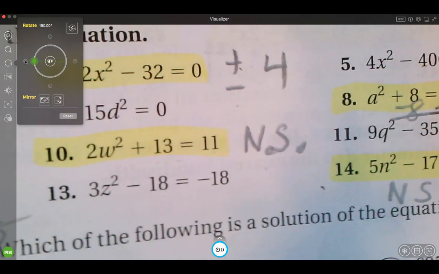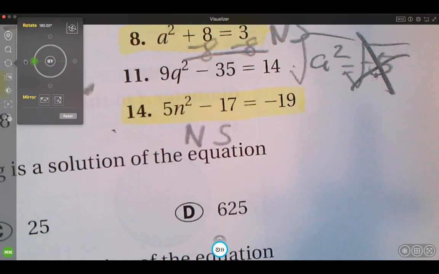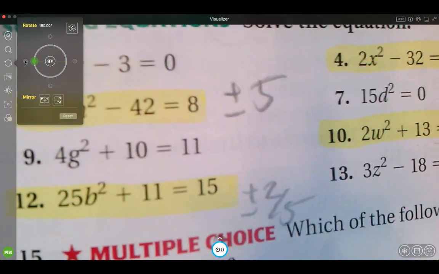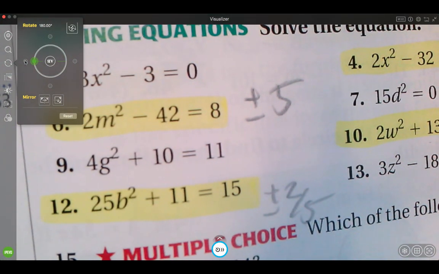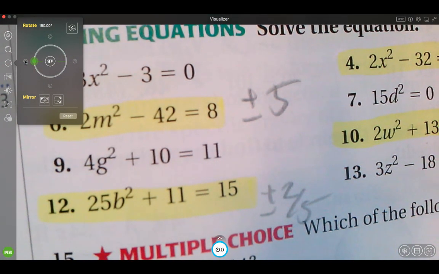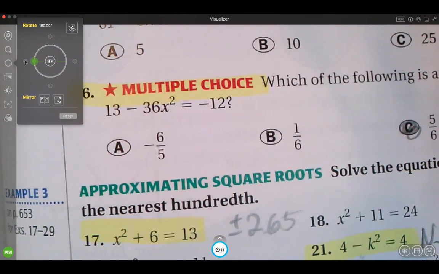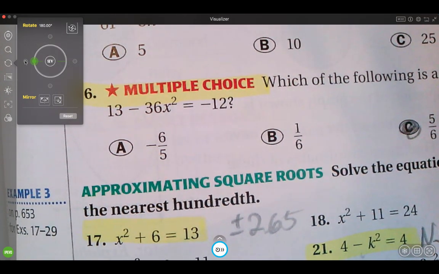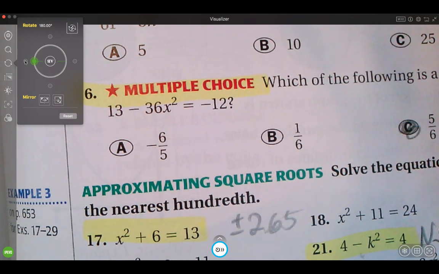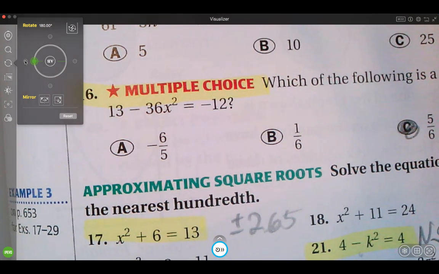Number 10 was also no solution, and 14 was no solution. Number 12, however, did have a solution. It was positive or negative 2/5. Number 16, it was multiple choice. The answer was C for 16. Almost everyone got that one right. So you minus 13 and then divide by negative 36 and square root, and it works out to that.